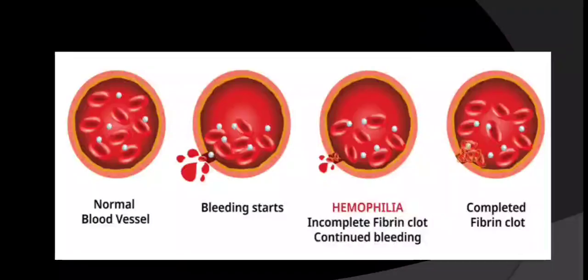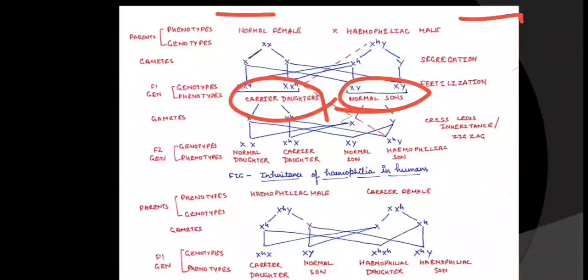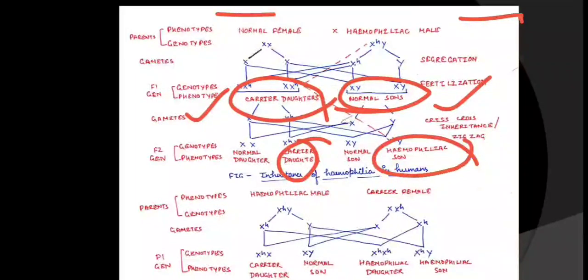Now let's see the inheritance of this disease. If a hemophilic male marries a normal female, then they produce normal sons but carrier daughters. Now, if a carrier female marries a normal male, then they produce carrier daughters but hemophilic sons.